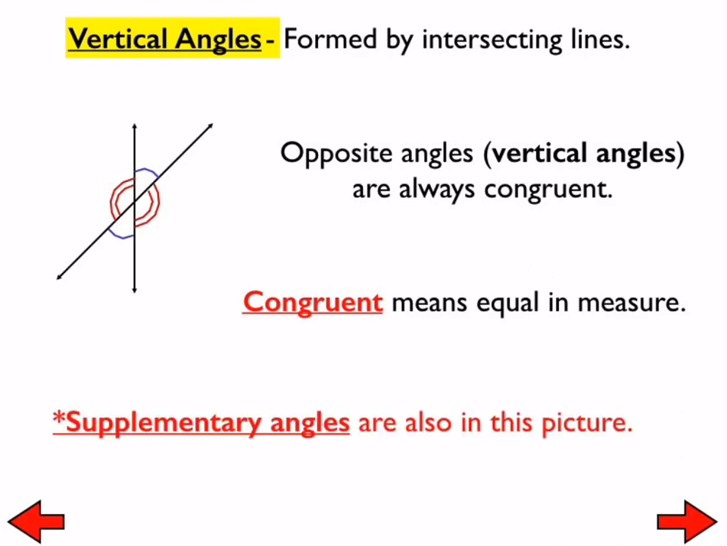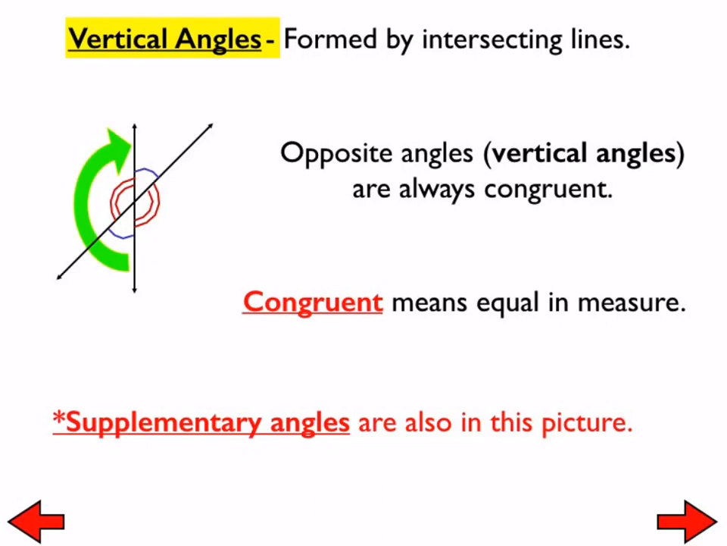Now we also have supplementary angles in this specific picture. Remember, supplementary angles add up to 180. So watch. These two angles right here are supplementary. They're on that straight line right there. There's also supplementary angles right here. Those two angles add up to 180. They're on another different straight line. These two angles are supplementary to each other. They add up to 180. And then also, those two right there are supplementary. They add up to 180.